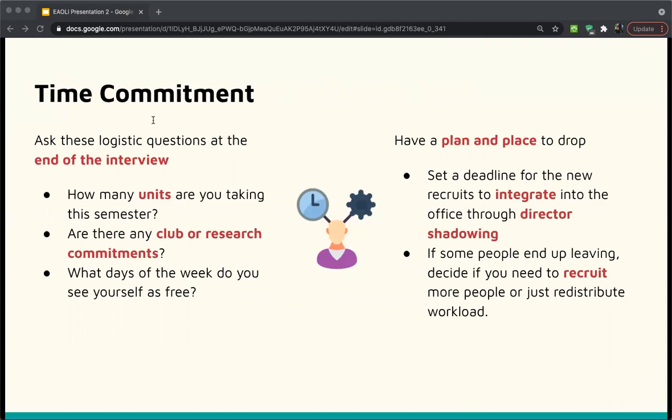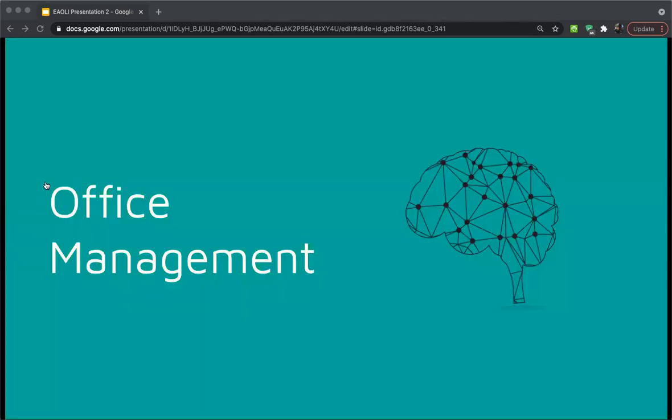A director shadowing mechanism could smooth your new recruit's transition into your office, and I think it could be an ideal solution to avoid the loss of interns or staff members inside your office in the middle of the semester. Now we'll transition into the topic of office management.